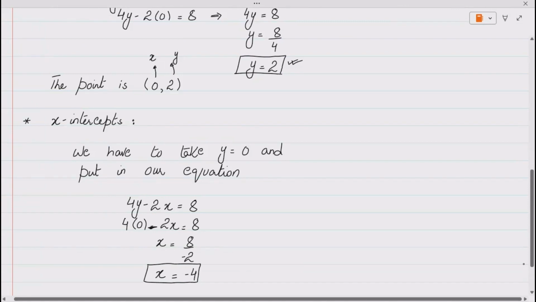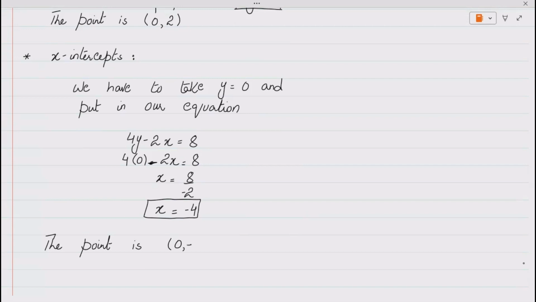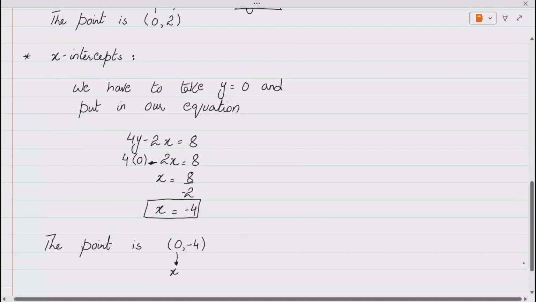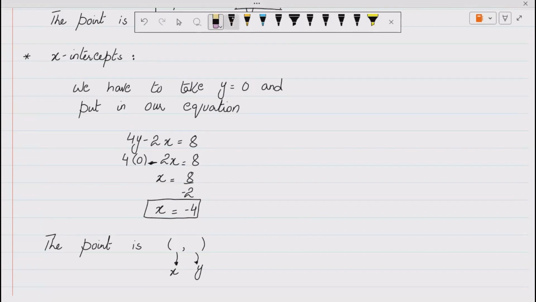So now we got another point from the x-intercept. The point is 0 comma minus 4. So always remember, the first value represents x and the second value represents y. Sorry, we made a small mistake. Here you can see actually the x is minus 4 and the y is 0.